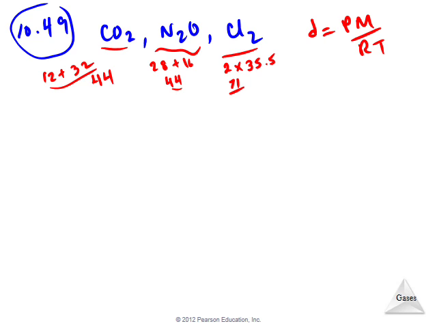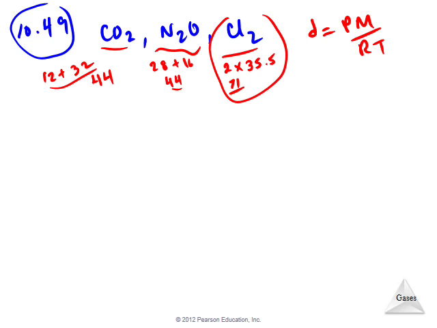Since Cl2 has the largest molar mass or molecular weight, Cl2 would have the highest density, and then carbon dioxide and N2O would have lower density, and both would have the same density value. So the answer to this question is Cl2. They didn't ask you to calculate the density value, so you just need to identify which of these gases has the highest density, or is most dense. So the answer is Cl2 because it has the largest molecular weight out of all three gases.